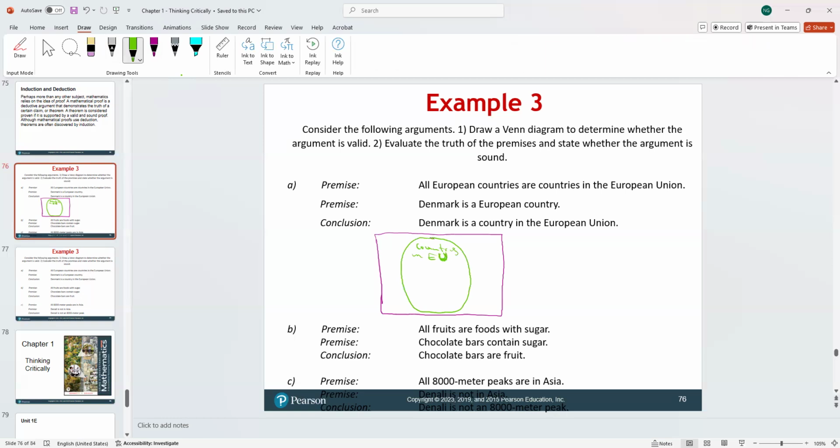Now, if a country is in the European Union, it must be in Europe. So only those in the European Union. So those are European countries, right? European countries are in the European Union. So you cannot say the US is in the European Union. So those are European countries, right?